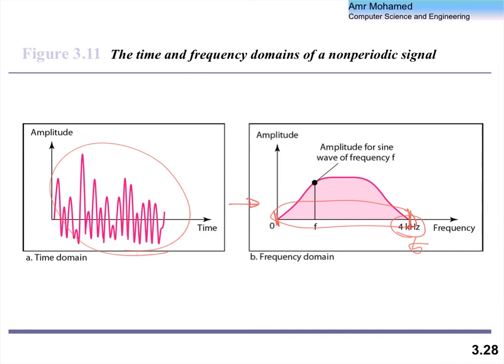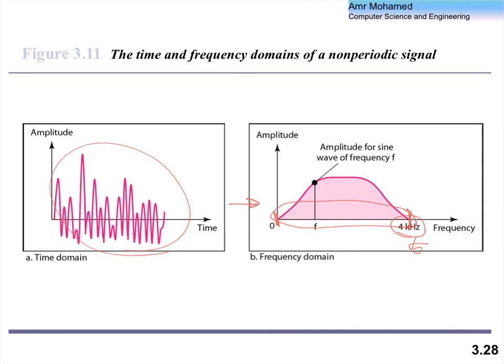What is the bandwidth of this signal? 4 kilohertz. It's 4 kilohertz minus 0. Within this frequency range, the signal is represented either by discrete samples, which means that the signal is periodic, or non-discrete samples, which means that the composite signal is non-periodic. In both cases, we get the highest frequency and the lowest frequency, we subtract them, and this will be the bandwidth of the signal.